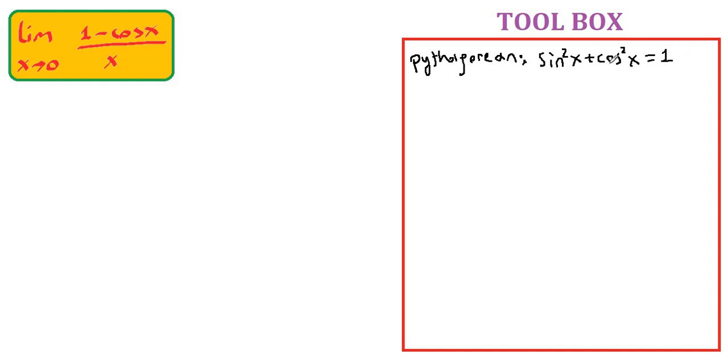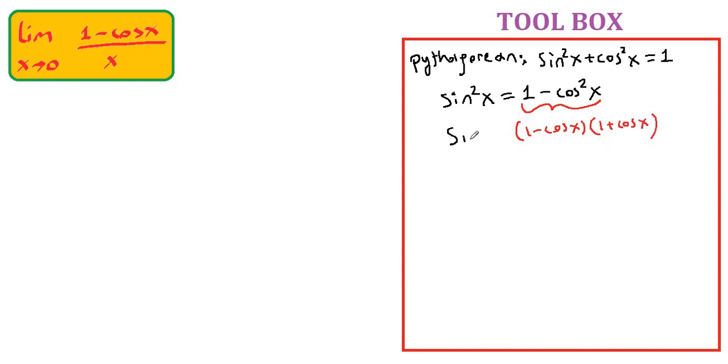And from here, if we solve for sine squared of x, by subtracting cosine squared of x on both sides, we obtain 1 minus cosine squared of x, which is equal to sine squared of x. And as you can realize, 1 minus cosine squared of x is a difference of two squares. So we can rewrite this as 1 minus cosine x times 1 plus cosine x.